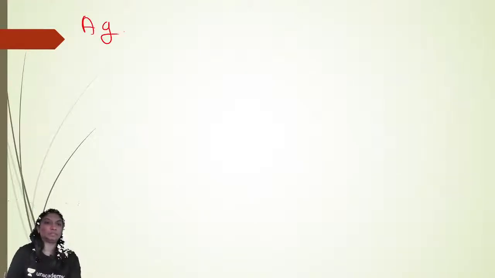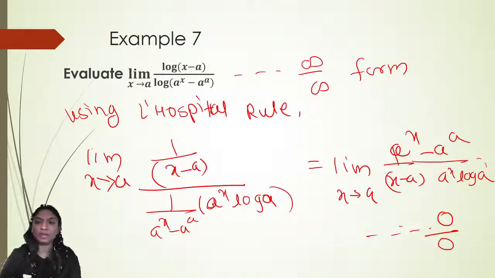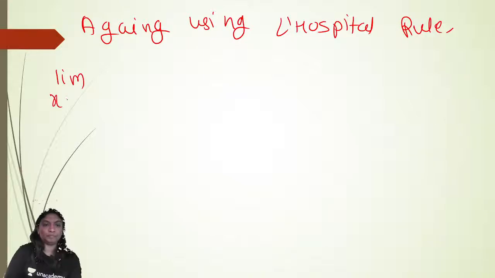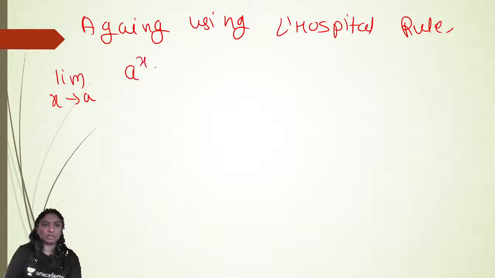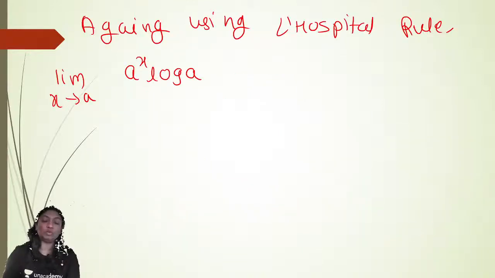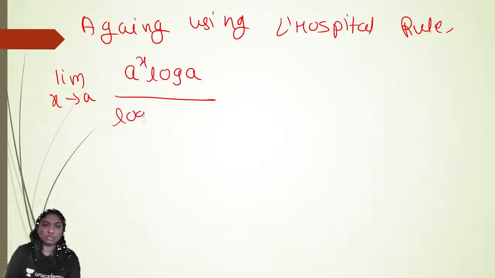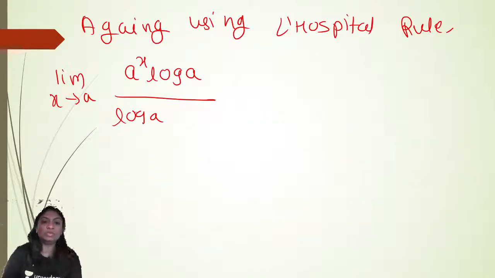Again using L'Hospital rule, we will get limit as x tends to a, here is a raised to x. The derivative of a raised to x is a raised to x into log a minus a raised to a is constant, so derivative is 0. Now here x minus a into a raised to x log a. Now if you observe here, log a is constant into x minus a. So again you will use u into v rule.